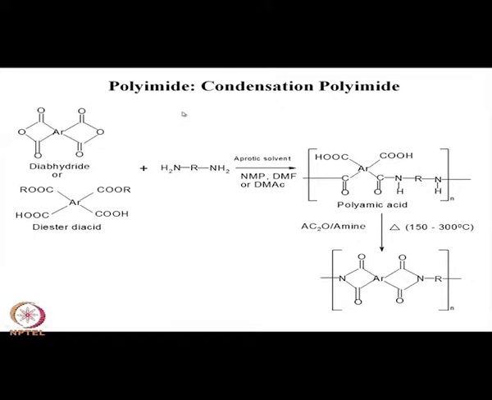Now, again another kind of condensation polymer is polyimide. Now, polyimides are high performance resins, one can say engineering polymers, engineering thermoplastics, and that can lead to high performance composites. Now, these polyimides are made from dianhydrides.